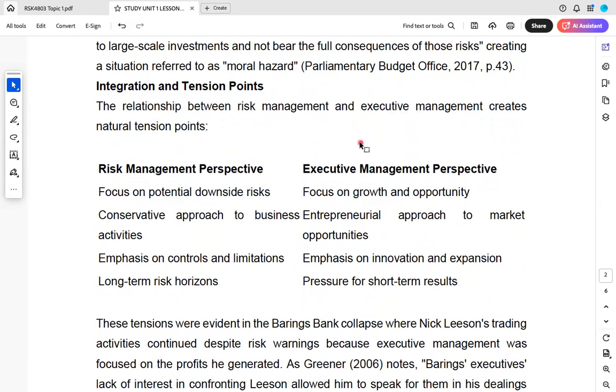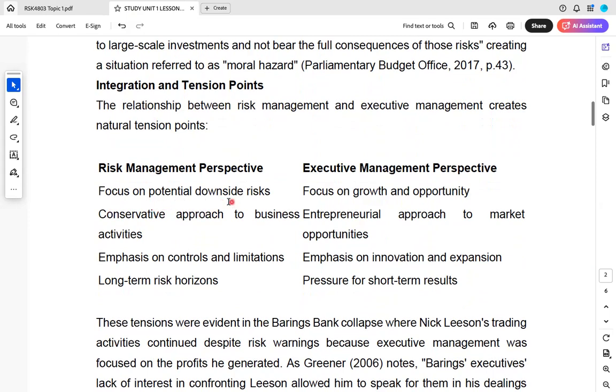And there are usually tensions that can arise sometimes when the executive management perspective takes precedence over the risk management perspective. The risk management perspective tends to focus on potential downside risks. It's got a conservative approach to business activities. It emphasizes controls and limitations, and it looks at long-term risk horizons. Whereas looking at the executive management perspective without considering risk management, executives tend to focus on growth and opportunity.